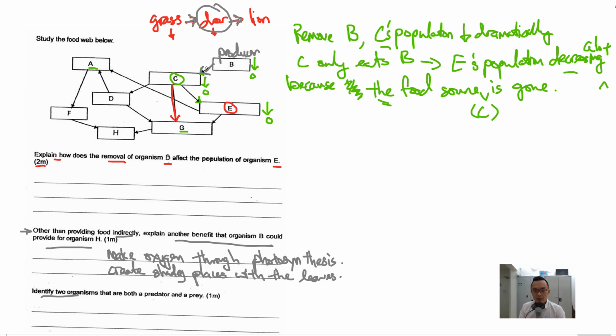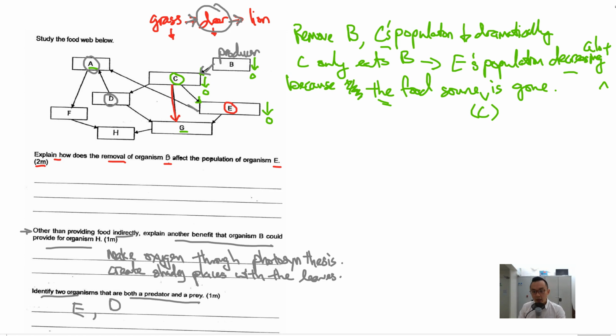Okay, it's not C because C is eating a producer, so therefore it's not a predator. If you look at E, E eats C, but it is eaten by A. So A is eating E. So E is both a predator and a prey, and the other one is actually D. D eats C, but it is also eaten by A. So E and D are both a predator and a prey.